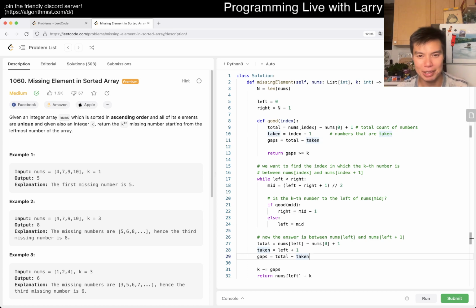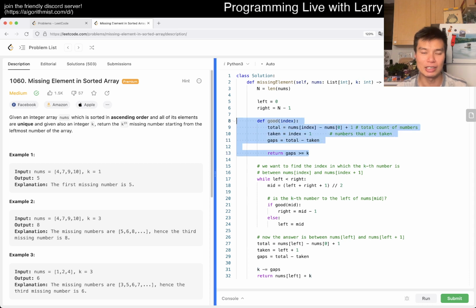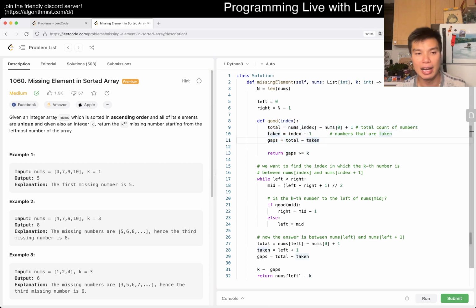Maybe a short complexity, I think I forgot. Space, we only use linear space, right? Number of variables. In terms of time, this is going to be log n. We just go from 0 to n logarithmically, binary search, and this is all of 1, so this is a log n algorithm.